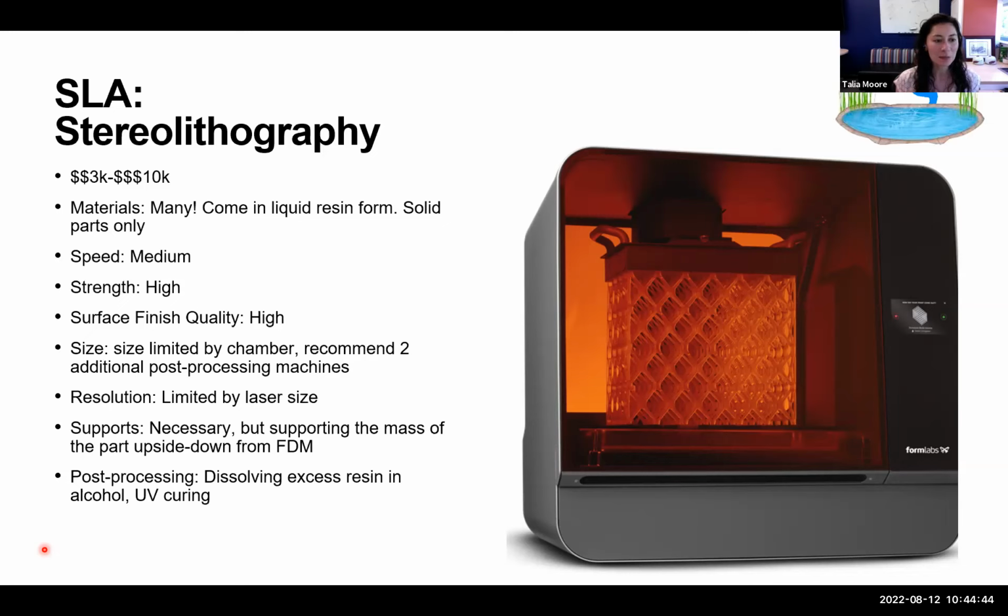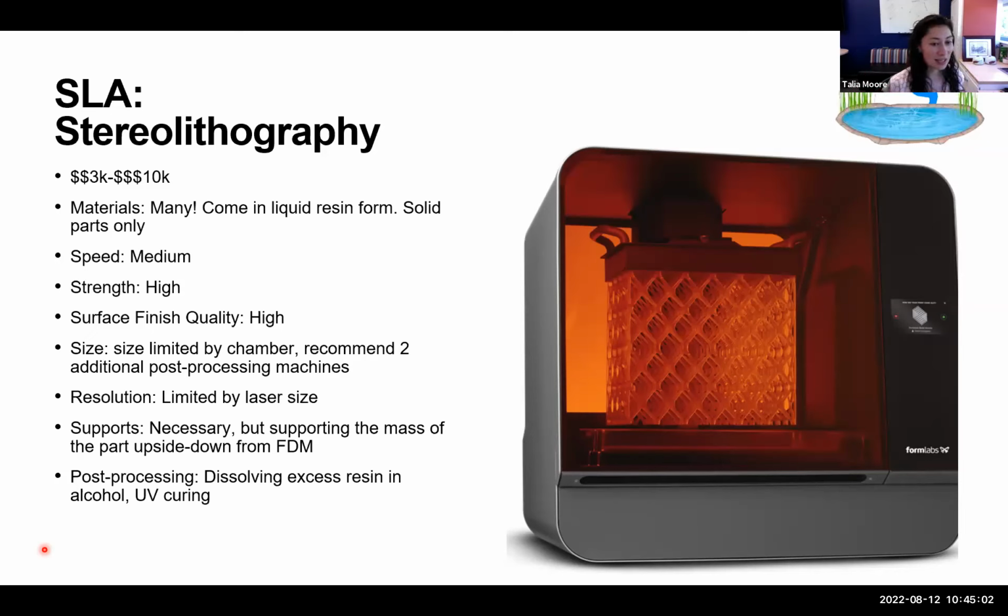It's a medium speed. You get a pretty high surface finish quality, but you've got to do a lot of post-processing. You've got to dissolve the excess resin in alcohol, and then you have to figure out what to do with all of this contaminated alcohol. You've got to cure it in UV light.